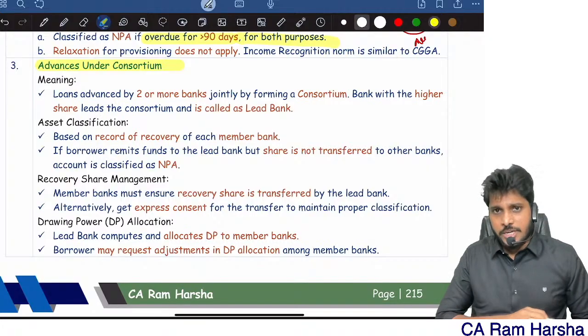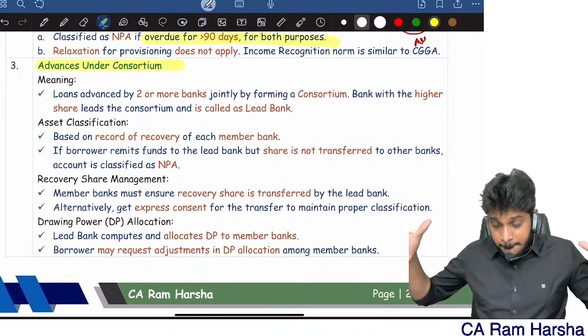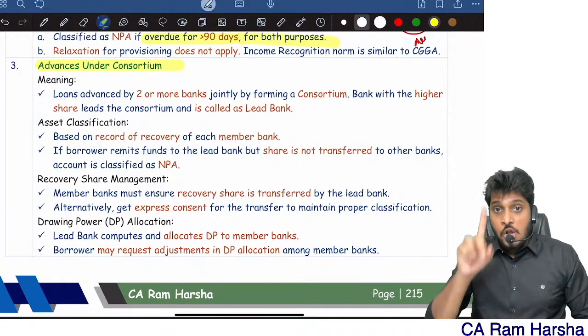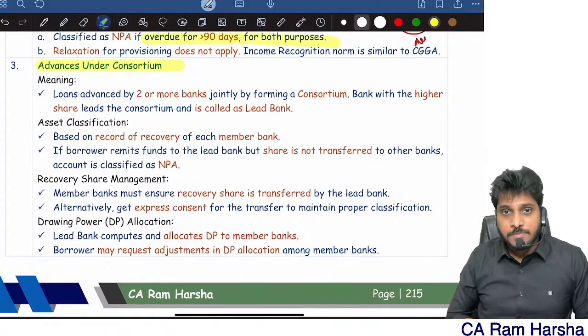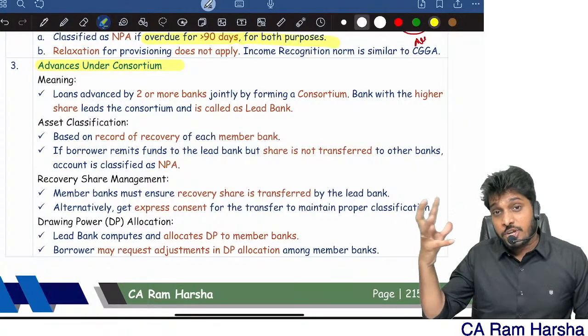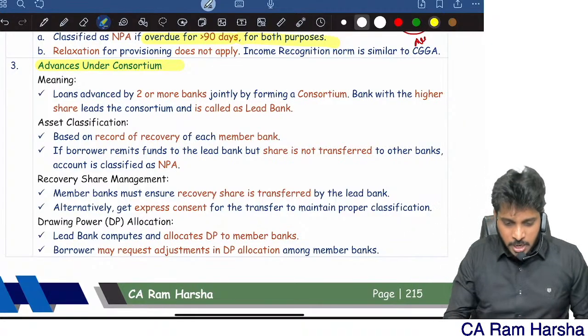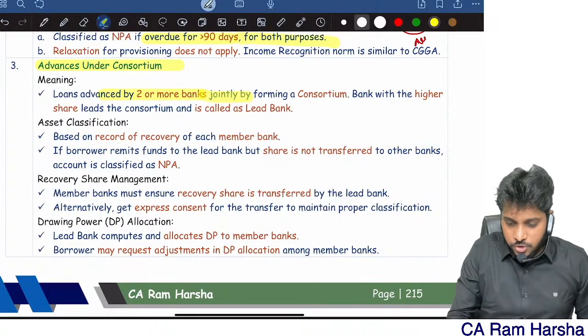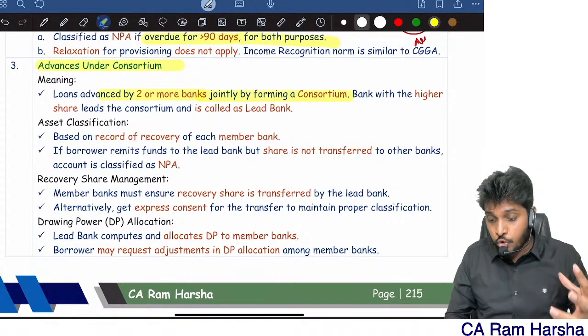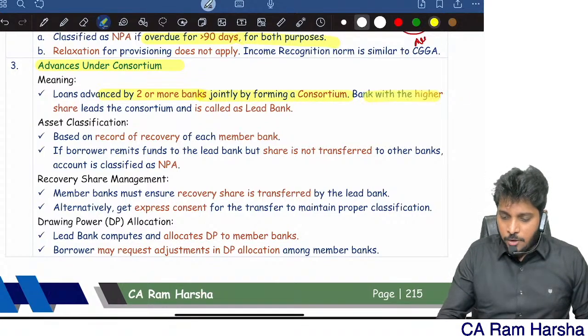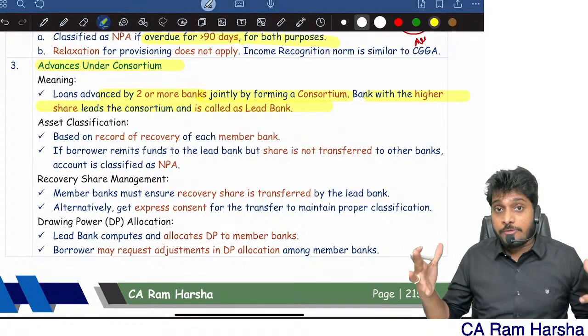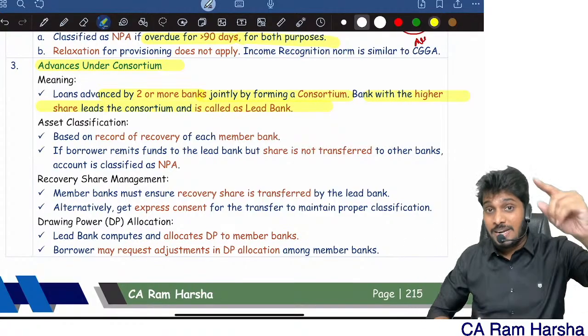Next, advances under consortium. Consortium means what? Multiple banks together giving a single loan to a customer. Generally big infrastructure projects will have consortium loans. So loans given by two or more banks jointly by forming a group, that's called a consortium. Now the bank which is giving the highest amount of loan will lead that group, that's called the lead bank.